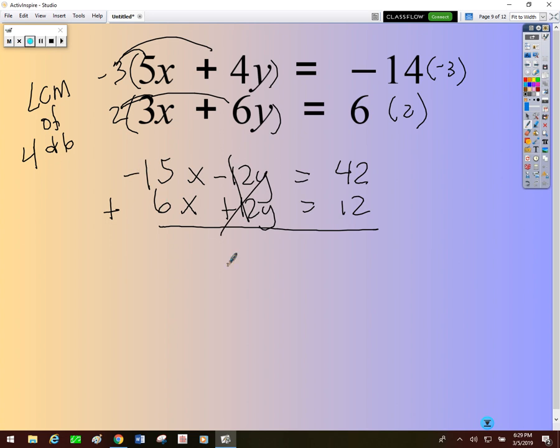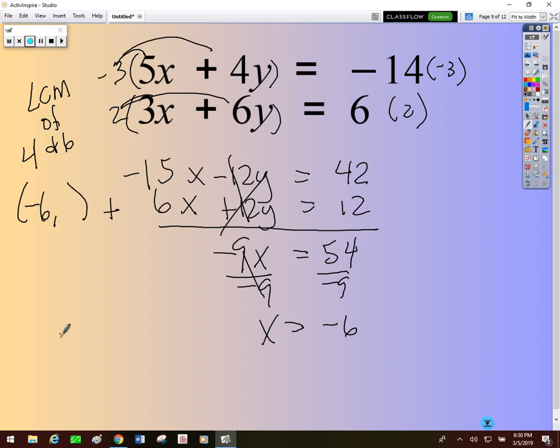Negative 15 plus 6 is a negative 9x. Okay, 42 and 12 is 54. So when I divide by negative 9, I have x is equal to 54 divided by negative 9, which is negative 6. So my solution is negative 6 something. Let's just find out what it is. Now, again, you got to go back. You can't use one of these. You've got to go back to the original. Let's just use that top one.